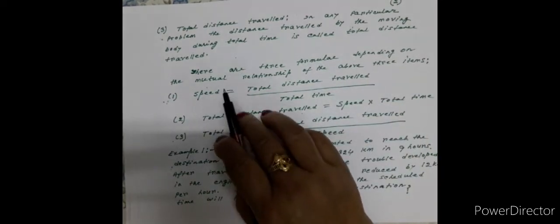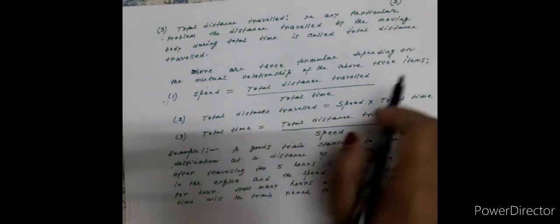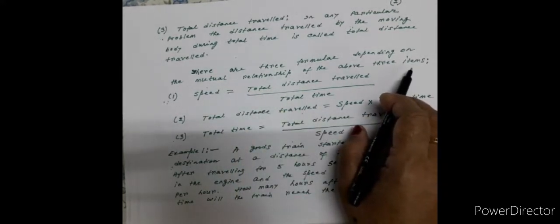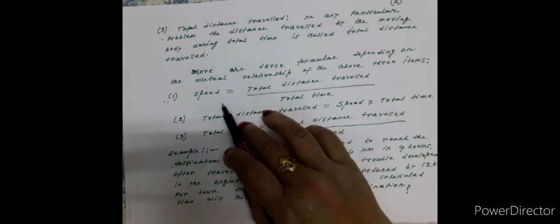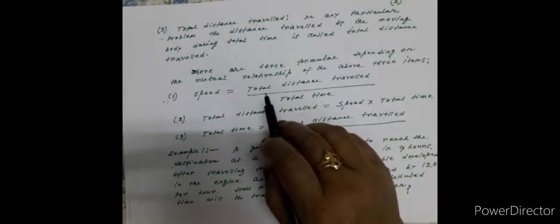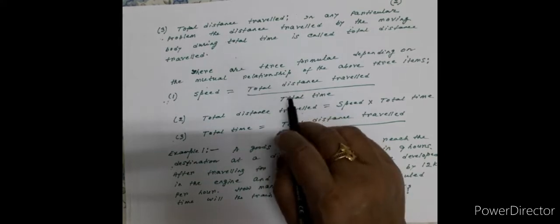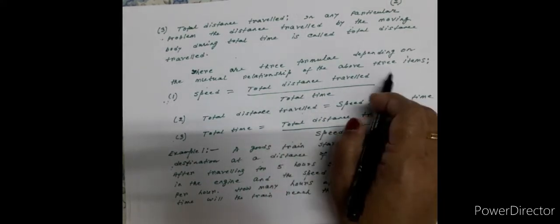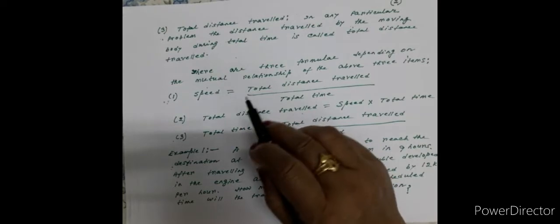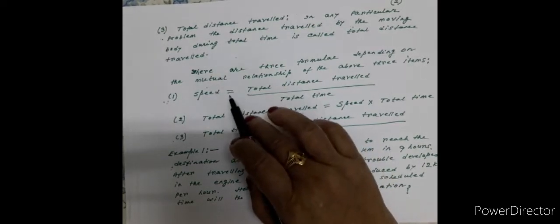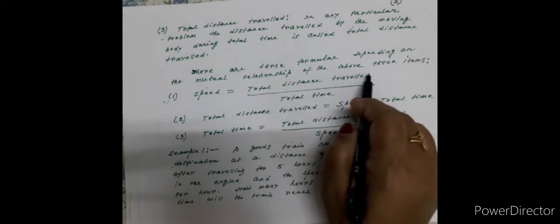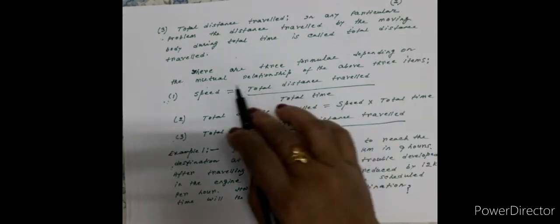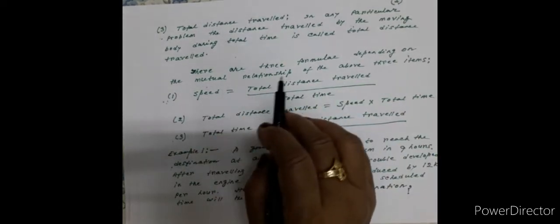And how is the speed calculated? If you have to work out the speed, suppose you are given total distance travelled and total time, then if you are asked to find out the speed, you have to write total distance travelled by total time, then you can get speed.